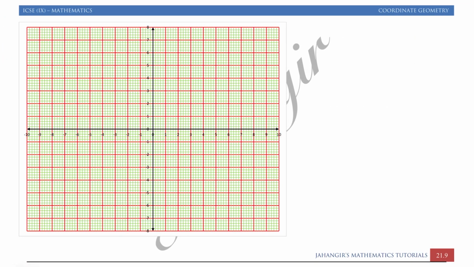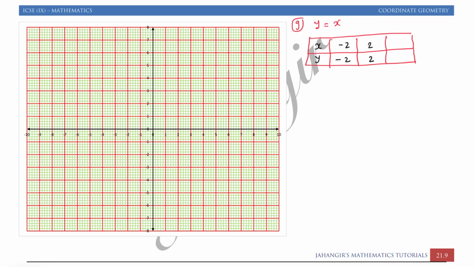For that I have to make a table over here also. My equation for G was y is equal to x. You can take any three values of x and y. If I am taking the value of x as minus 2, then the y value is minus 2. If the x value is 2, then the y value is 2. If the x value is 5, then the y value is 5. I have written the same values which I did on the backside.